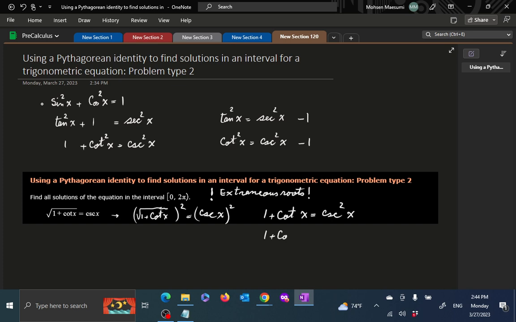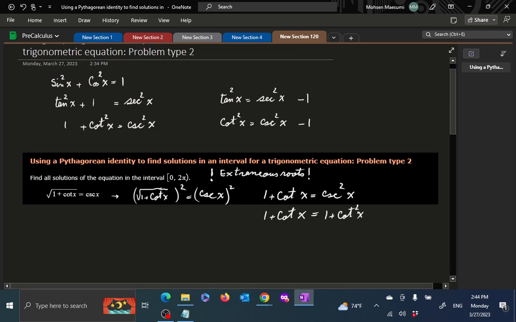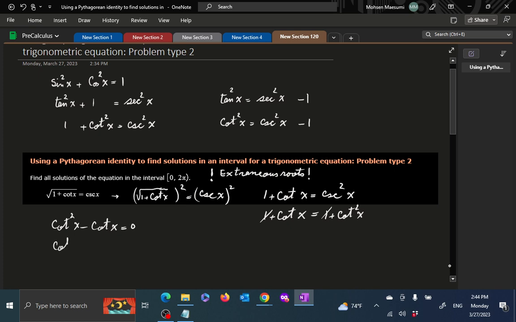So that is 1 plus cotangent of x. Cosecant squared is 1 plus cotangent squared of x. So in the equation that we have, we cancel the 1s. Now we have cotangent squared of x minus cotangent of x is equal to 0. I factor: cotangent of x times cotangent of x minus 1 is equal to 0. That gives birth to two tracks. One is cotangent of x is 0 and the other one is cotangent of x is equal to 1.